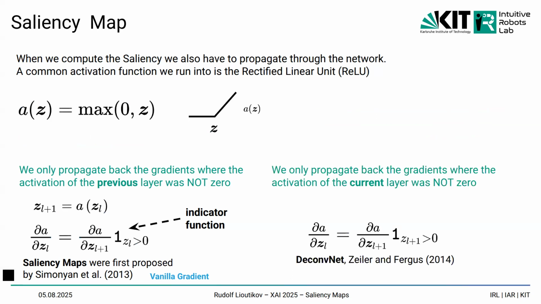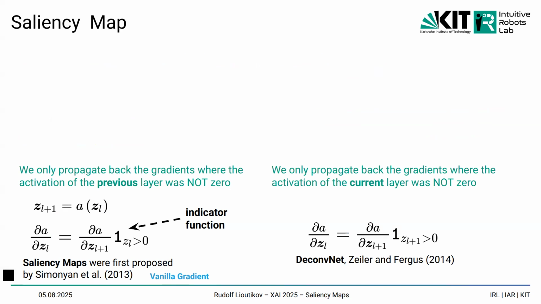And almost immediately there was a response, or actually a co-development, where they solved the same issue in a slightly different way. They said, if the current layer actually has non-zero values, that's when we propagate it back. So the difference is basically the previous layer or the current layer, right? Those two look very similar, but there are slight differences between those two approaches, right?